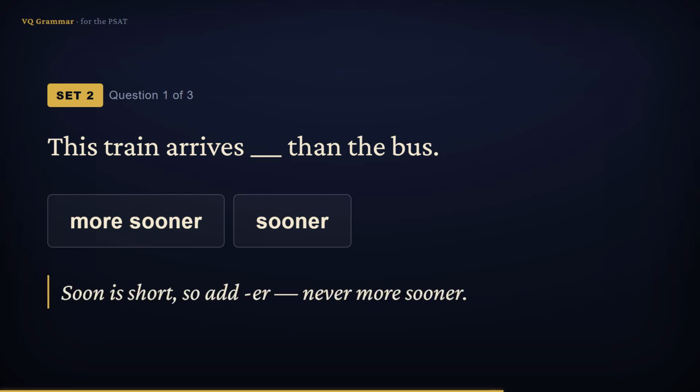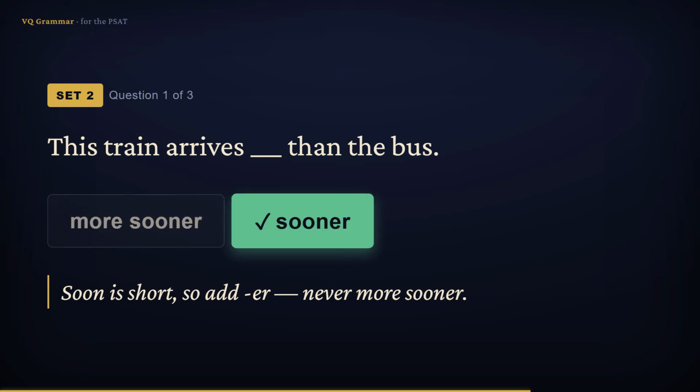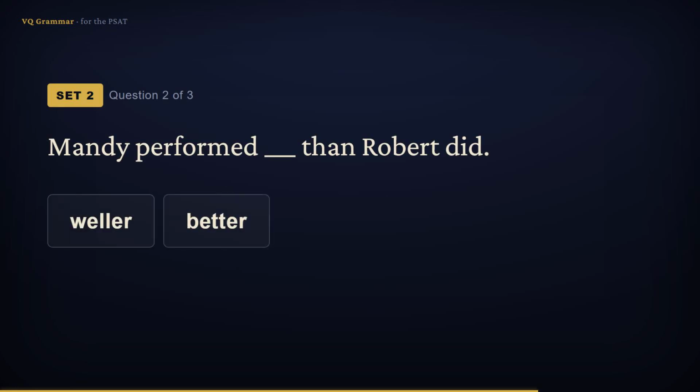Than tells us 2 things, so the comparative. But which form? Soon is a short adverb, so it takes the ending er, sooner, not more sooner. Never stack them. So the answer is sooner. Mandy performed blank than Robert did.